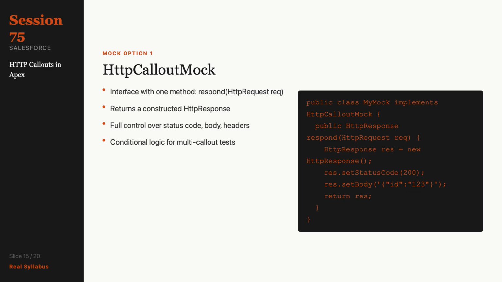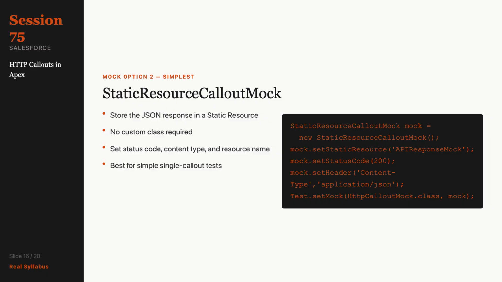StaticResourceCalloutMock, the shortcut for simple single callout mocks. Create a static resource containing the JSON response body. In the test, construct a StaticResourceCalloutMock. Set the status code to 200 and the content type to application/json. Point it at the static resource name and register it with Test.setMock. No custom class required. The framework handles the rest.